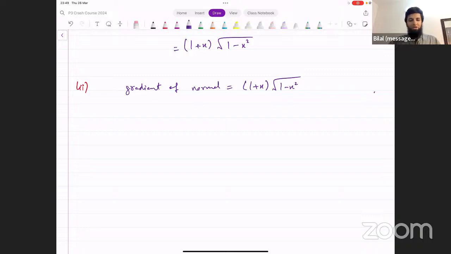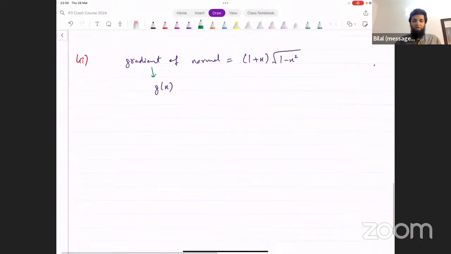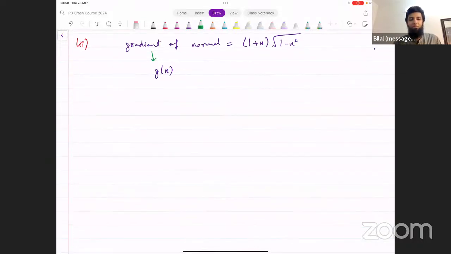Now forget about the original curve, because we're not looking for the maximum point of the curve. We are looking for the maximum point of the gradient of the normal. That means treat this expression as some new function. Let's call this g of x. What are we calling g of x? The gradient of the normal. We are giving this a new name. G of x is a function which is 1 plus x into 1 minus x squared whole raised to power 1 over 2.